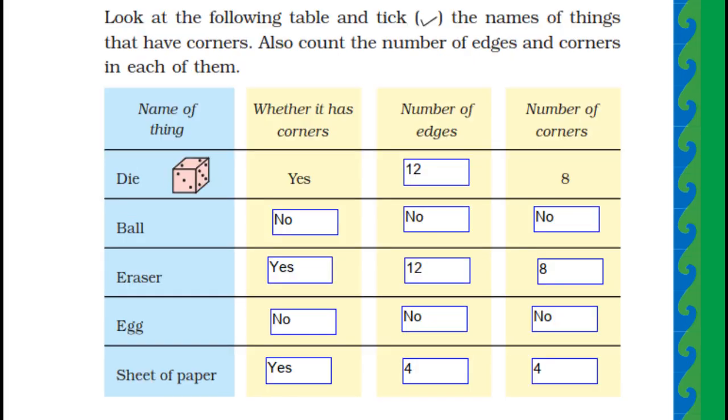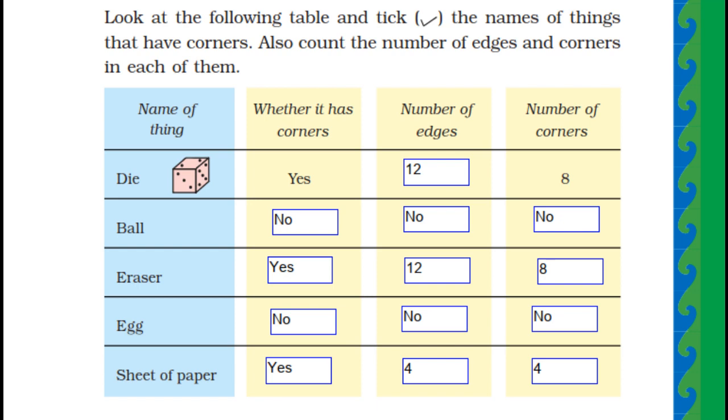Now die. Whether it has corners? Yes, it has corners. And number of edges is 12. And number of corners? 8. Ball. It has no corners. It has no edges and it has no corners. Eraser. Yes, it has corners. It has 12 edges and it has 8 corners. Egg. It has no corners. It has no edges and it has no corners. Now sheet of paper. Yes, it has corners. We can write number of edges 4 and number of corners 4.